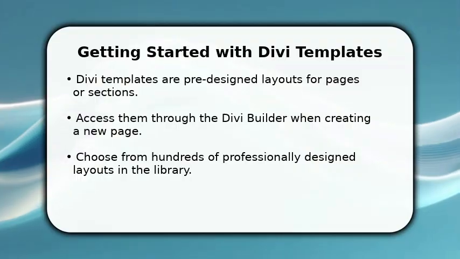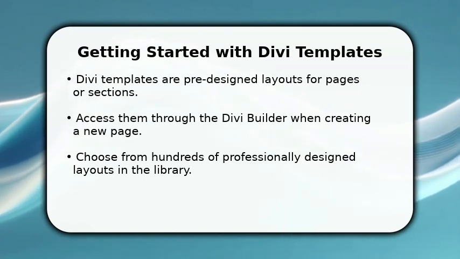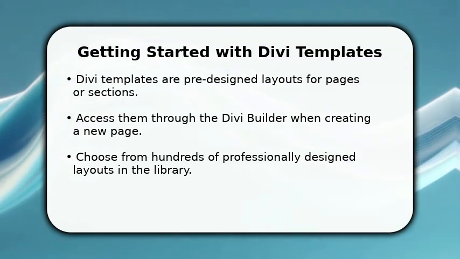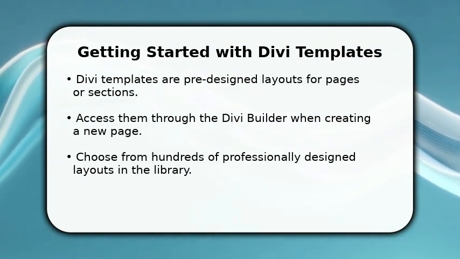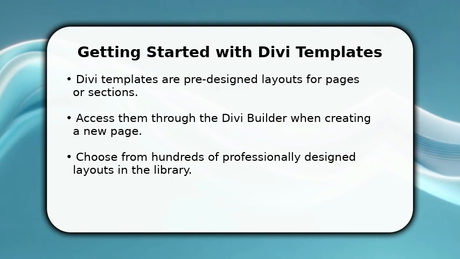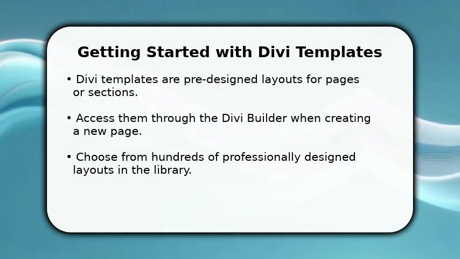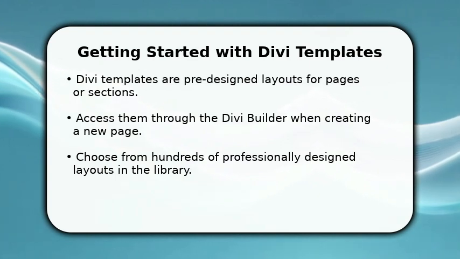In this video, I will explain how to use Divi templates. First, navigate to any page or post where you want to add content and enable the Divi builder. You will then see options to build from scratch, clone an existing page, or choose a pre-made layout. Select Choose a pre-made layout to open the Divi library.